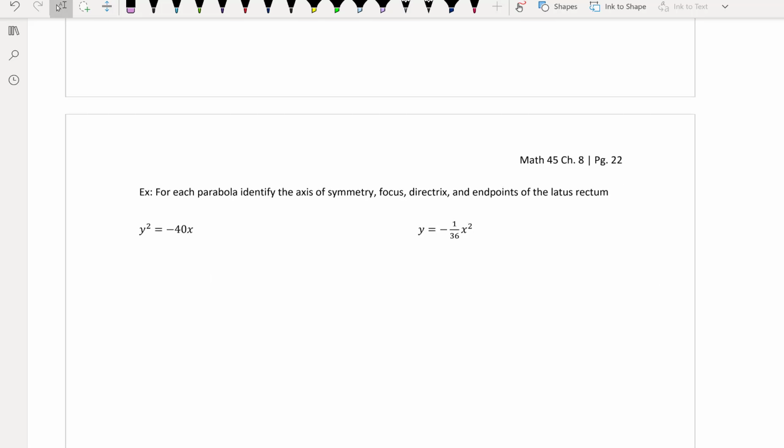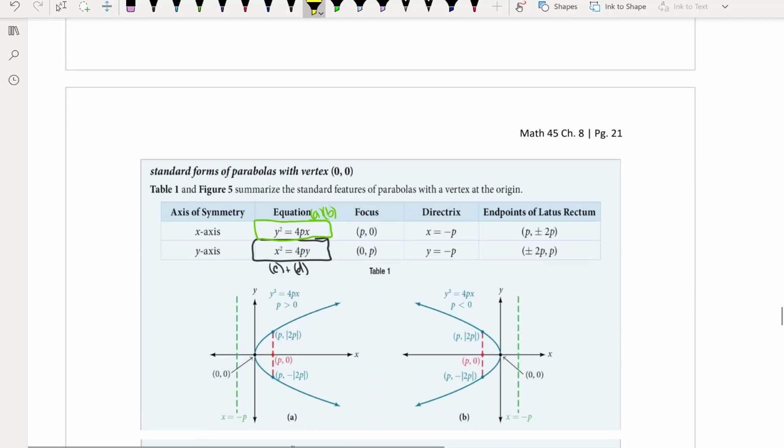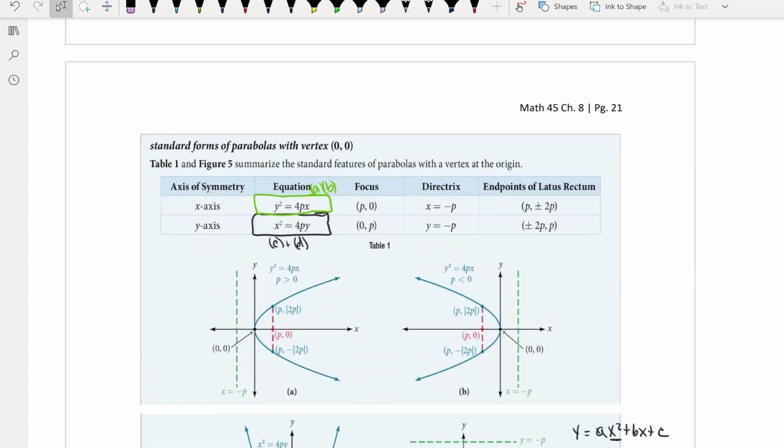So look at this first example. It says for the parabola, identify the axis of symmetry, the foci, the directrix, and the endpoints, okay? So let's think about what we have here. The square belongs on the y. So looking at this table up above, if I have the square and it belongs to the y, then I'm dealing with that top equation, the one that I circled in green. So that means I'm going to be looking at this axis of symmetry, this foci, this directrix, and this endpoints, okay? So all of that is information that I'm going to write down and put underneath to help me find that.